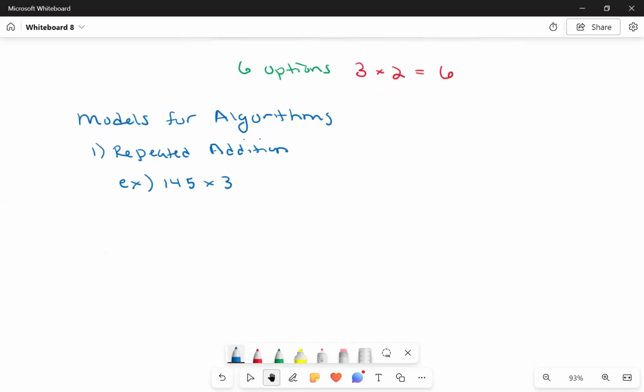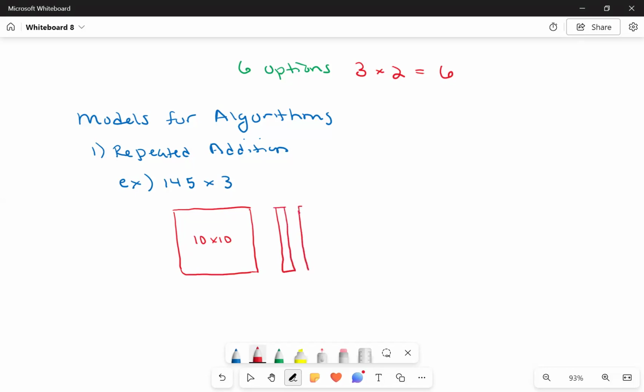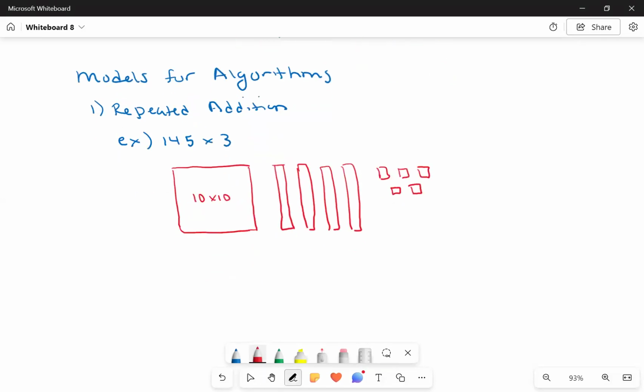Okay, so I'm going to display 145, and I'm going to use the techniques we did in the previous sections. So 145 would be a 10 by 10 square. And just for the sake of time, I'm just going to draw a big square, but this represents a 10 by 10 square. Okay. And so that's 100. And then 40 would be represented with 4 tens columns, right? Each of these are supposed to represent 10 squares. Okay. And then 5 ones. So those would be single boxes of 5. Okay, there we go. So that's 145. And I would need to do this 3 times.